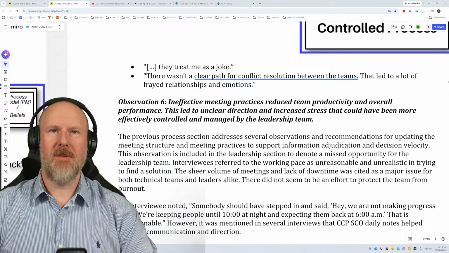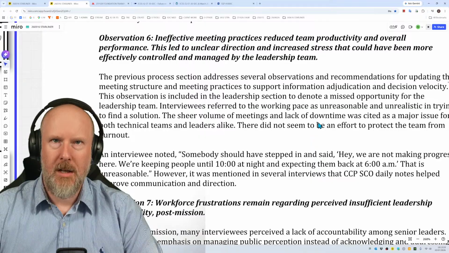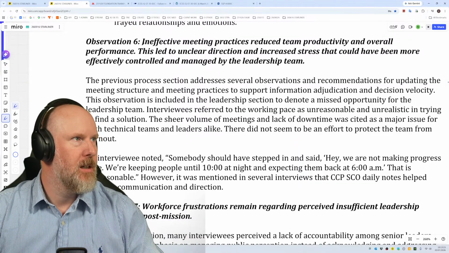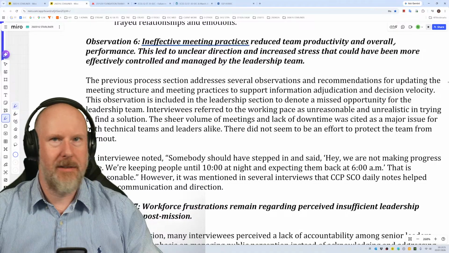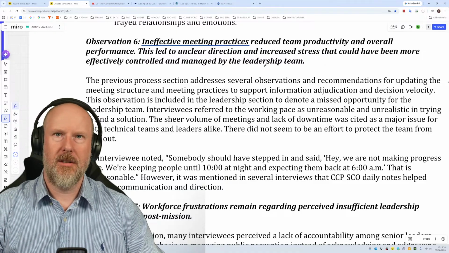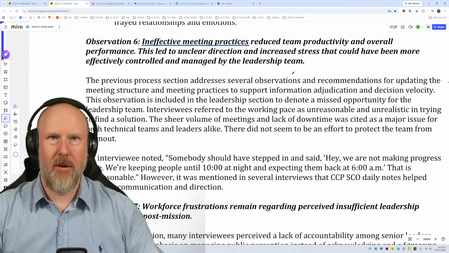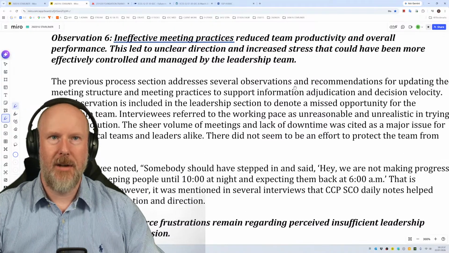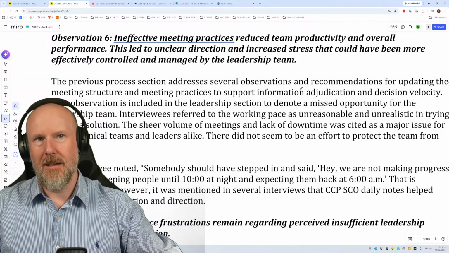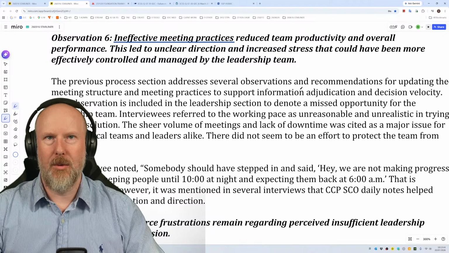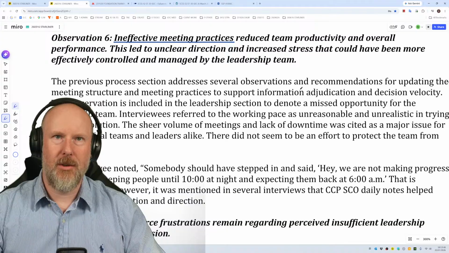Right, let's go. Observation 6. So, ineffective meeting practices reduced team productivity and overall performance. This led to unclear direction and increased stress that could have been more effectively controlled and managed by the leadership team. Okay, so again, managing meetings, managing your own calendar, doing minutes or managing how meetings are organized is a critical activity, a critical skill.